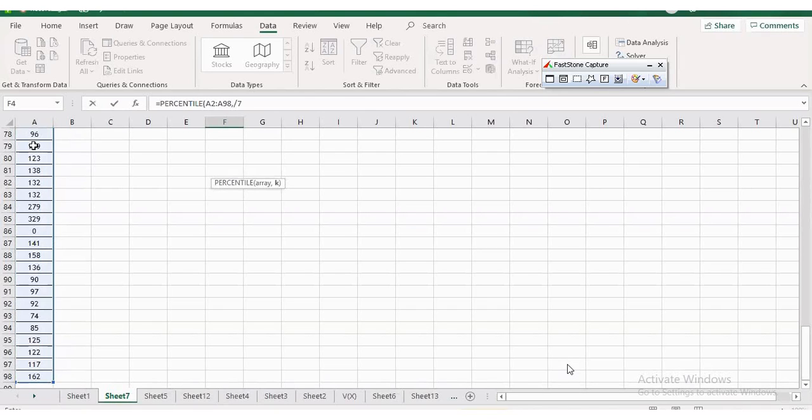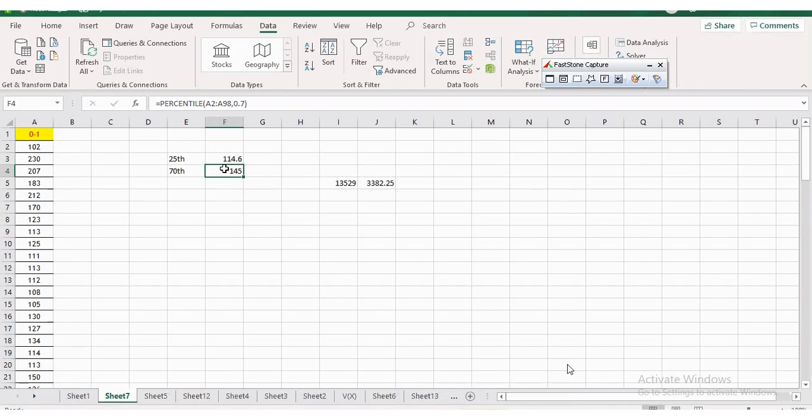How much is that? 0.7. Sorry, 0.7. Right? So the question is P equal to 70th percentile. That's all. What is the value of the 70th percentile and its interpretation? Okay, Shrikant, tell me. 70% of the days, not 70% of the calls. Clear? 70% of the days they receive the calls less than 145, which implies 30% of the days they receive the calls greater than 145, right?